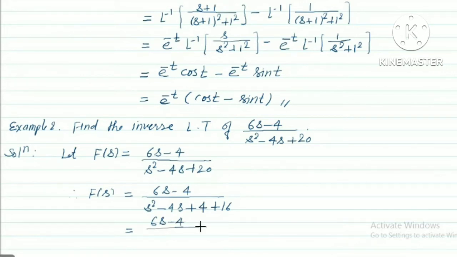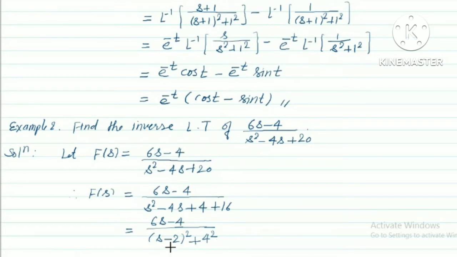This s square minus 4s plus 4 can be written as s minus 2 whole square. If you open this, you will get s square minus 2 times 2 times s, that is 4s, and plus the square of 2, that is 4. And 16 can be written as 4 square.